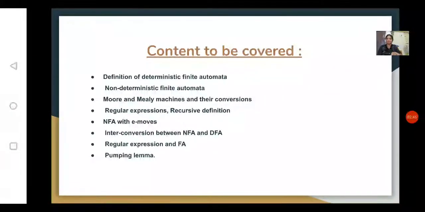After that, regular expression, then a recursive definition, NFA with epsilon moves, that is not E moves, it's actually epsilon moves. Interconversion between NFA and DFA, then regular expression and finite automata. Then finally a pumping lemma test is there. Pumping lemma is also a negativity test to check whether the language is accepted by that automata.